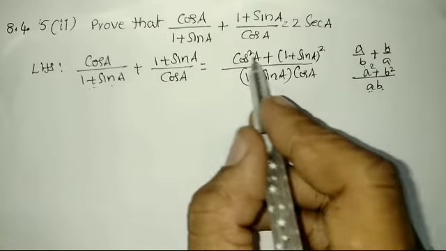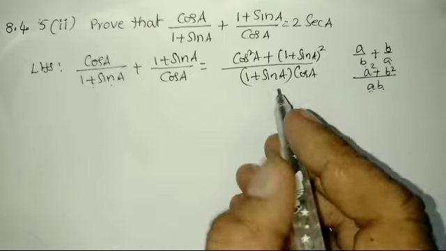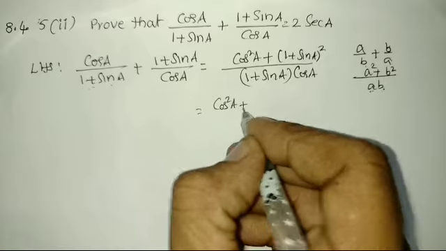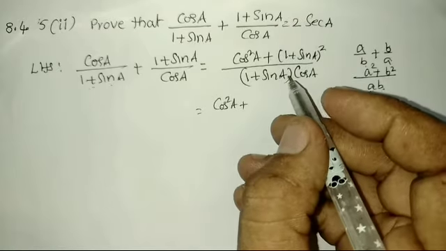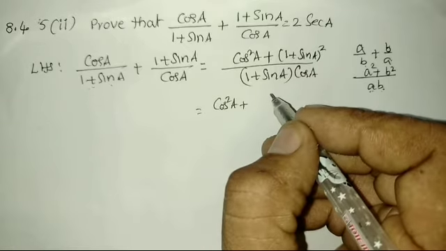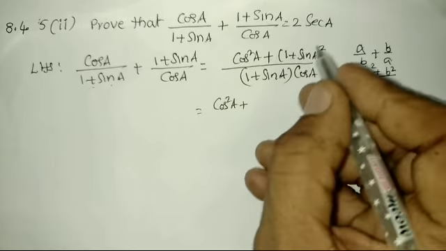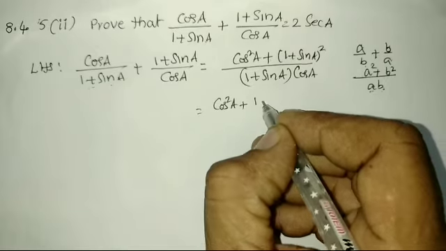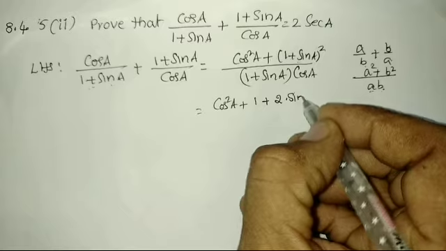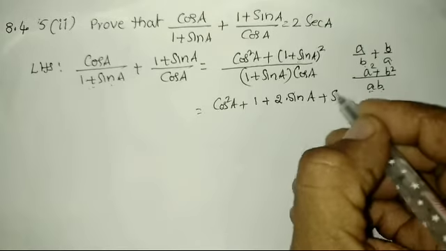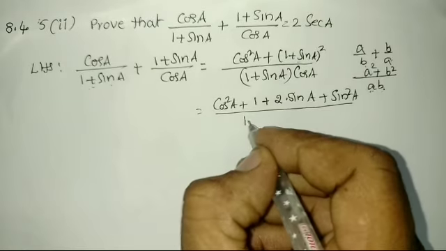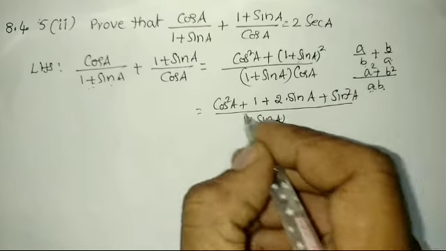In the same way here, we get cos square A plus 1 plus sin A whole square. We know that cos square A plus 1 plus sin A whole square is in the form of what? A plus B whole square. What is the A plus B whole square formula? A square plus 2AB plus B square. That is, 1 plus sin A whole square: A square means 1 square, 1; 2AB, 2 into 1 into sin A, 2 sin A; plus B square, sin square A, by, we write the denominator as it is, that is 1 plus sin A into cos A.